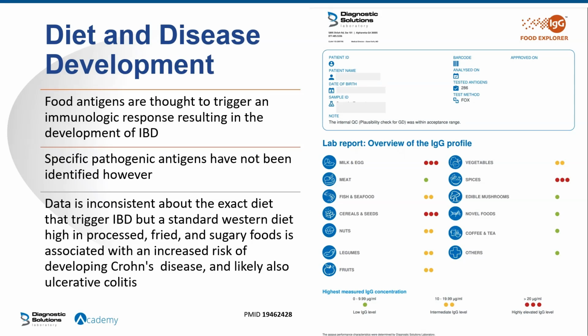Specific pathogenic antigens have not been identified, but there seems to be a standard Western diet that's full of highly processed, fried, and sugary foods that is definitively associated with an increased risk of developing Crohn's disease and also likely developing ulcerative colitis. Using a food explorer test can often help us understand with patients why they are reacting to certain foods. It gives us an understanding of what the immune system is doing and how it's revving to different foods so that we can make some changes to bring the patient more comfort.